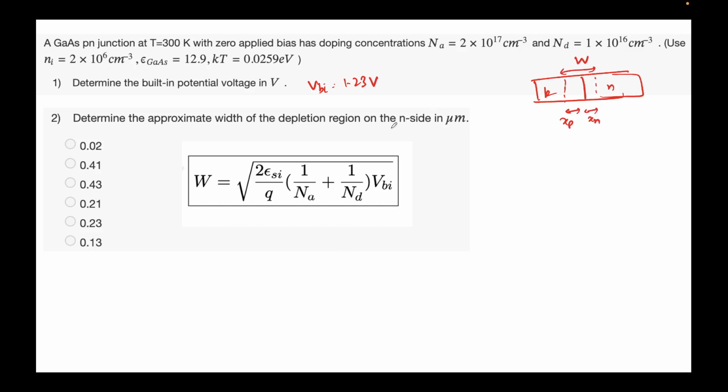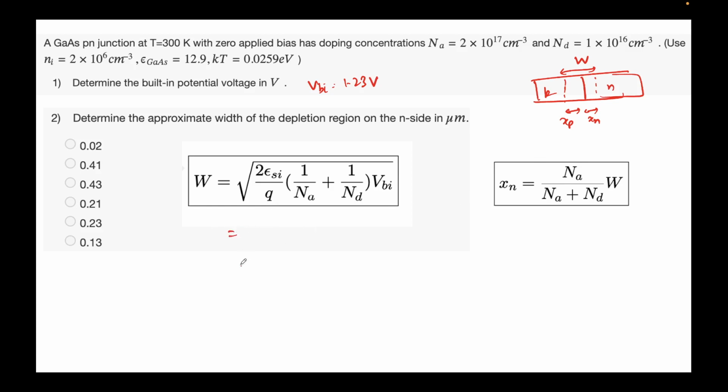So let's see, depletion width on N side in micrometers. We'll bring down the units. But W is split into N and P, and this is the expression. This actually comes from charge neutrality. You can just go through the lectures and you'll easily find this expression. So let's try to find the value of Xn, or let's first try to find out W.